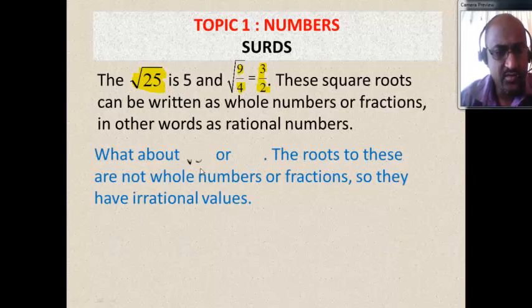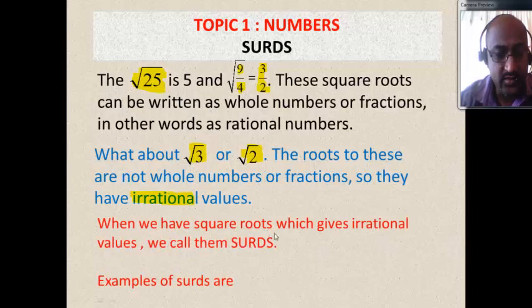What about the square root of 3? Or for that matter, the square root of 2? These, or the roots to these, are not whole numbers or fractions. So basically we can say they have irrational values. We cannot find the square root of 3 as being a whole number. Neither can we get the square root of 2 as being a whole number. So therefore we call them irrational, or they have irrational values.